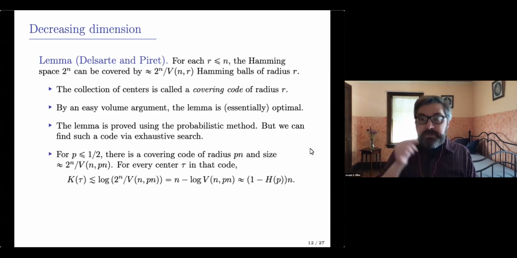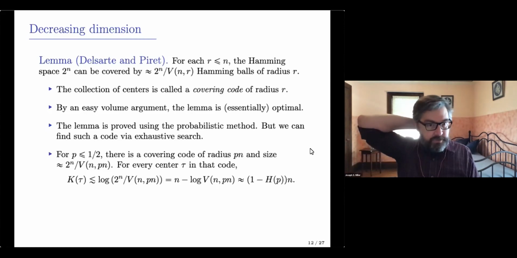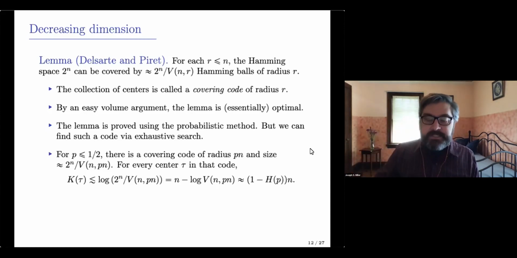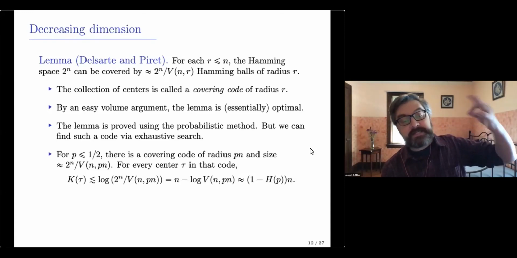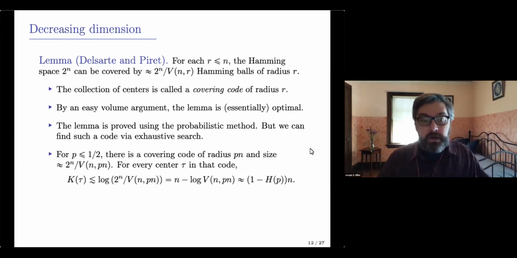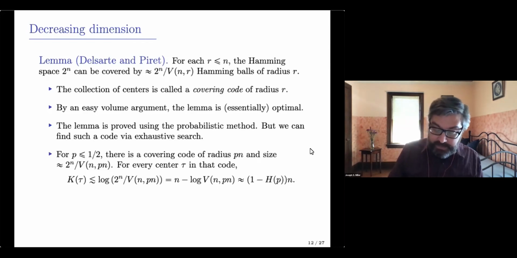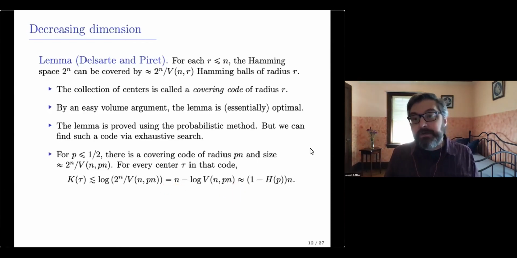And for every center in that code, you can give a description to that center because you can effectively find such a code. You can give a description of that center in log of the size of the code, many bits. And now that's n, again, I'm pointing to the screen, n minus log of V_n(pn). But now we use our approximation of V, the size of a Hamming ball, and we get 1 minus H(p) times n.